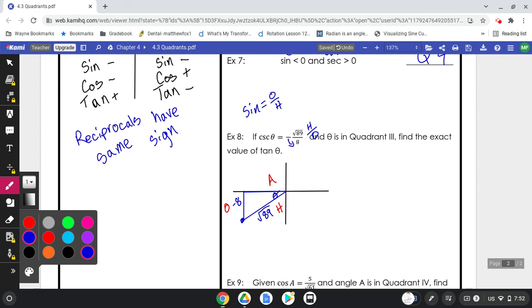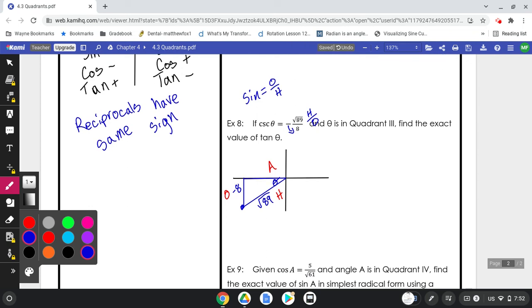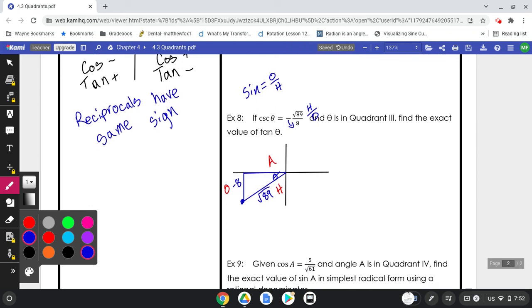Now to find out what our a is, we need to use the Pythagorean theorem. So a squared plus b squared equals c squared. If I square a negative, it becomes positive. Keep in mind, the square root of 89 squared, the square root and the square cancel, and we're left with just 89. Subtract that. Take our square root of both sides, and we will get b equals 5.